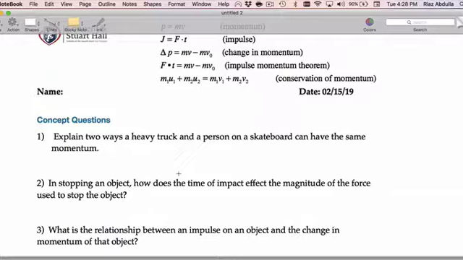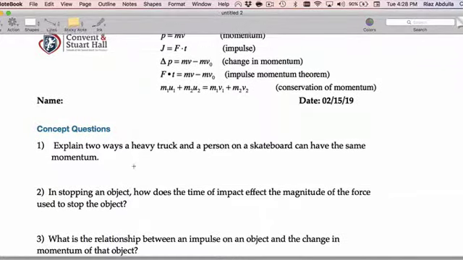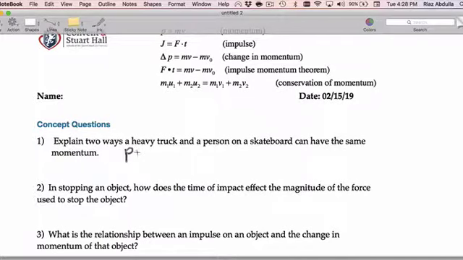And so I want to go through a couple of tricks, techniques, tips that I can offer to make these questions a little bit more manageable. So, for example, question number one is to explain two ways a heavy truck and a person on a skateboard can have the same momentum. Well, before we try to dream up all kinds of scenarios involving heavy trucks and people on skateboards, let's just look at the momentum equation. So, there's two parts to it. Momentum is mass times velocity.